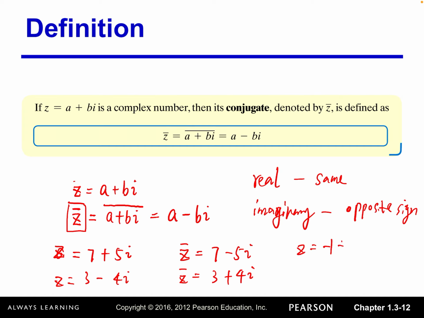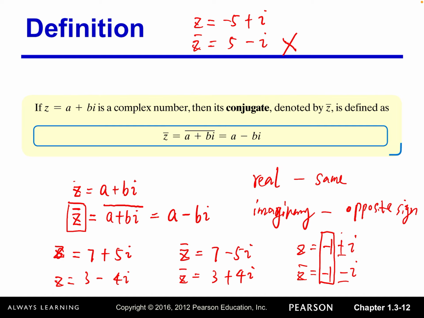If z equals negative 1 plus i, what is z bar? Z bar will be negative 1 minus i. So be careful. The real part must remain the same. Only the sign of the imaginary part is opposite. A common mistake students make: let's say z equals negative 5 plus i, and the conjugate of z is 5 minus i. This is wrong. Can you tell where it's wrong? Its real part also flipped the sign. That is not correct.